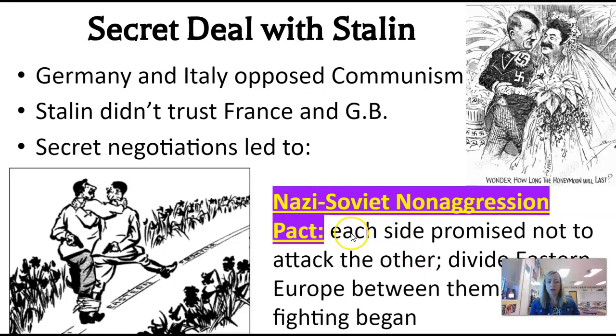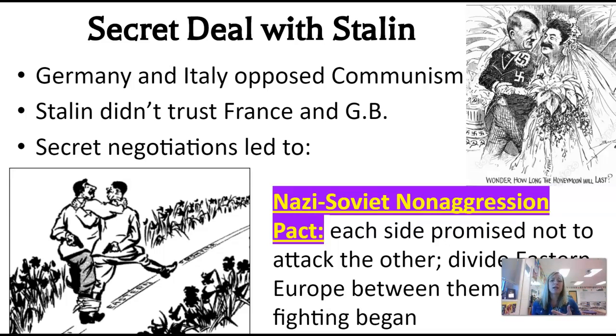In this Nazi-Soviet Non-Aggression Pact, each side promises not to attack each other. This is kind of a relief for both of them. They also agree that if fighting does break out, they will divide up the Eastern European frontier between the two of them, and that way they will not come into conflict. Most historians would say that Hitler actually used this agreement to lull Stalin into a sleepy relationship with Germany, to make Stalin feel very secure, and less threatened by the Germans.